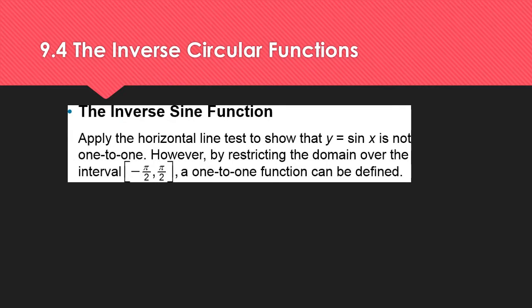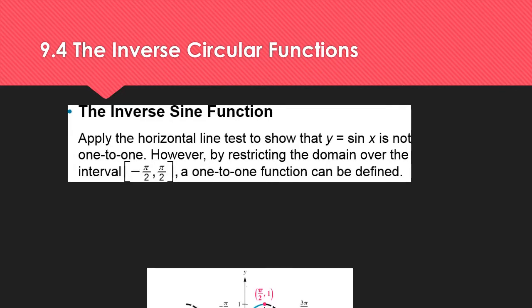So the inverse sine function. If you look at the sine function and apply the horizontal line test to it, the inverse is not a function. It's not one-to-one. So, to treat it as though it were one-to-one, we restrict the domain. For the sine, we restrict the domain to the interval from negative pi over 2 to pi over 2, and that gives us a one-to-one function.